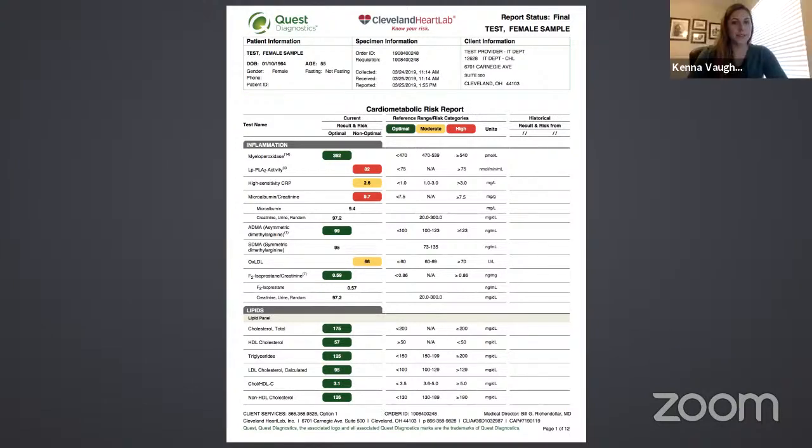The next one that we're going to look at is MPO. And this is most abundantly expressed in our immune cells. We want this to be a controlled release when we have an infection. That way it can do its correct activities. But when it is uncontrolled, it's okay. It's okay.